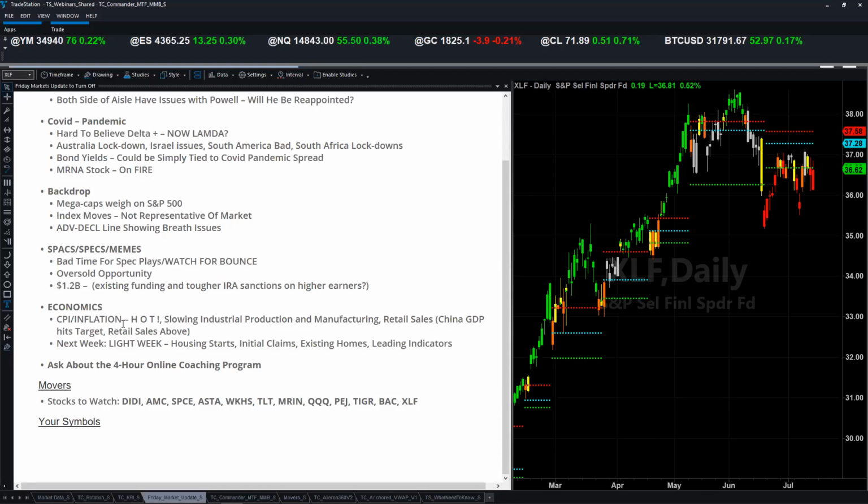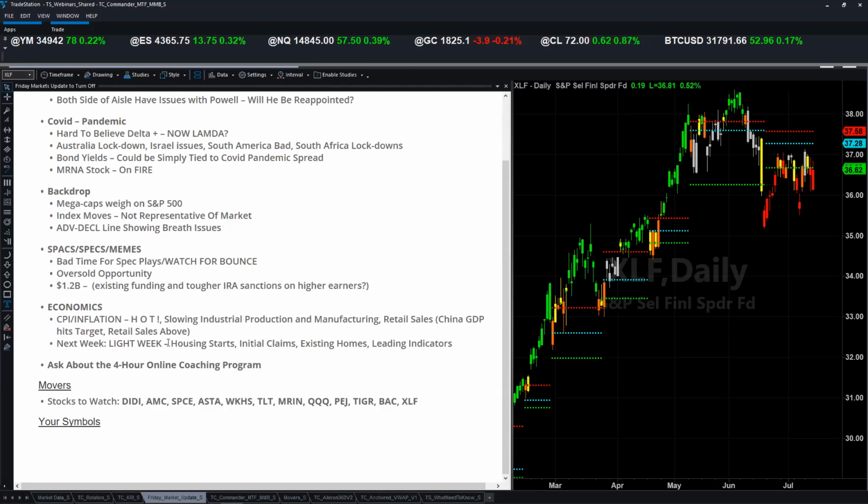CPI inflation, very hot. We're seeing slowing industrial production, manufacturing, retail sales. China hits their target. Nice. Retail sales, very significant. Above. There was a retail sales number out this morning. I didn't see it, actually. I don't know. I have to look at that. I don't see that. Maybe someone in the chat could tell me. I didn't see that yet this morning. 8:30 this morning, I believe, was retail sales.